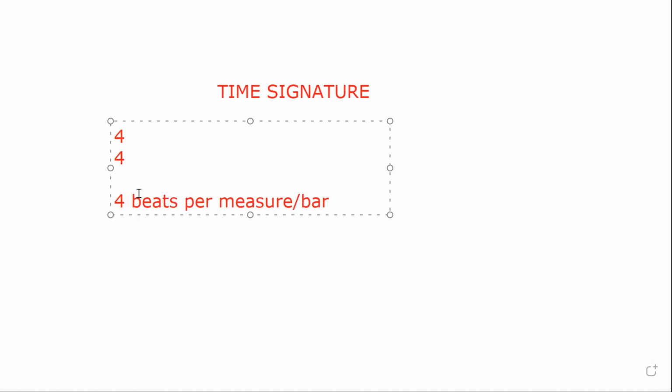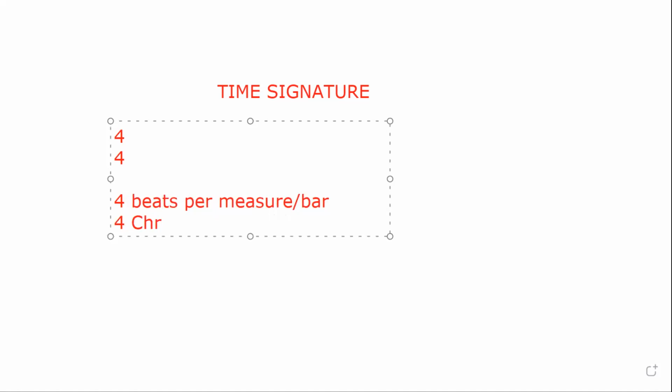And the bottom number tells us that the crotchet note gets one beat. Okay, we are going to see in a moment what this means, but it means the crotchet note gets one beat. Okay, and the next time signature we're going to look at is 3/4.